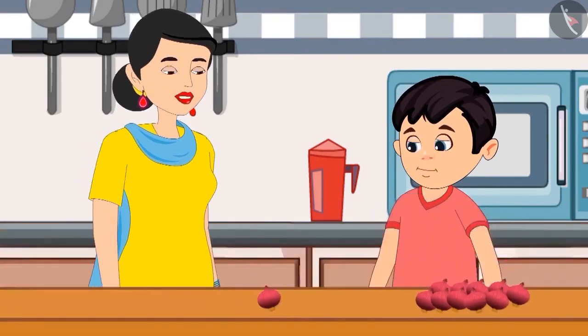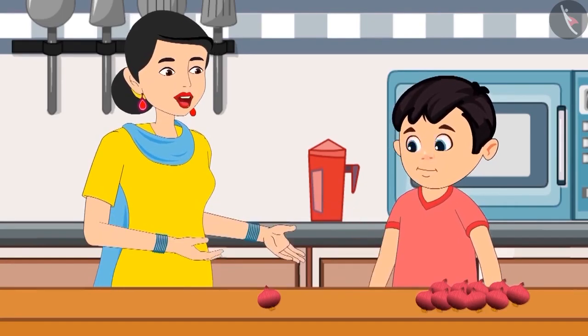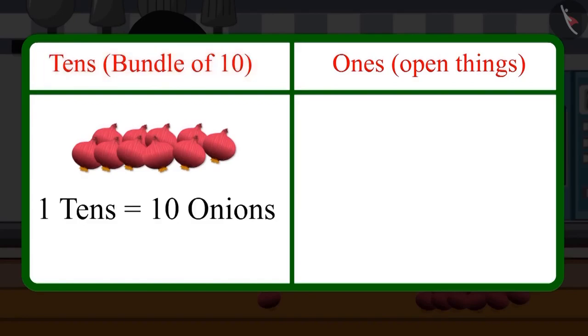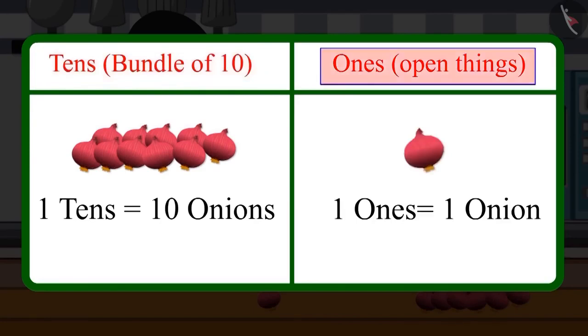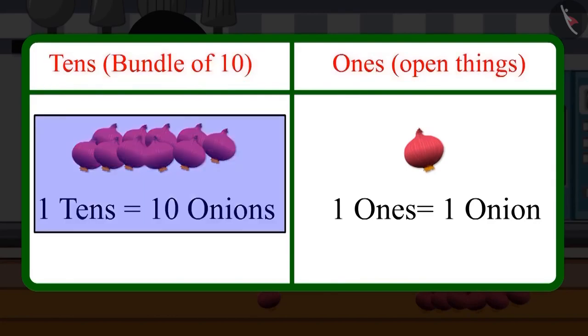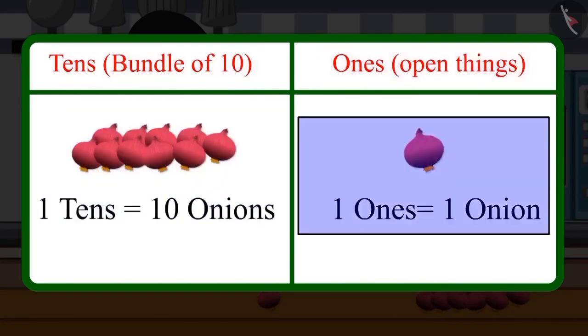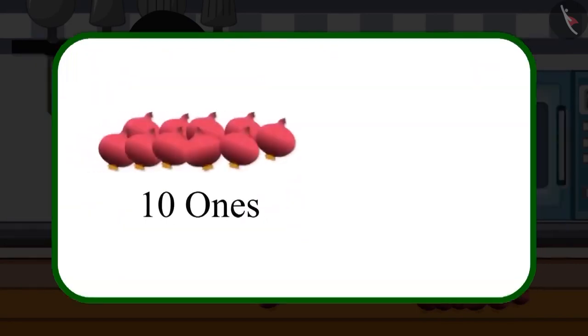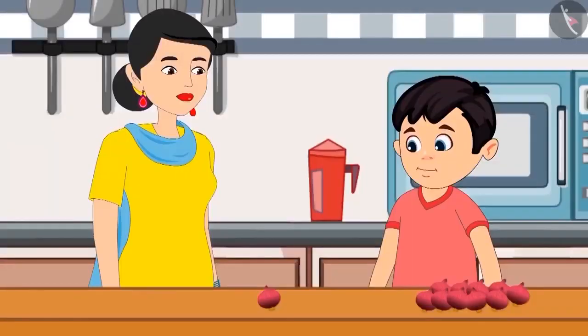Yes, Chotu. Do you know how else we can write 11? No, Mummy. How do we write it? Come on, let me explain it to you. When we make a group of 10 things, this group is called tens. And the open things are called ones. So by that, we mean 10 means a group of 10 and ones means 1, that is, open things. And when there are 10 ones, they make 1 ten.